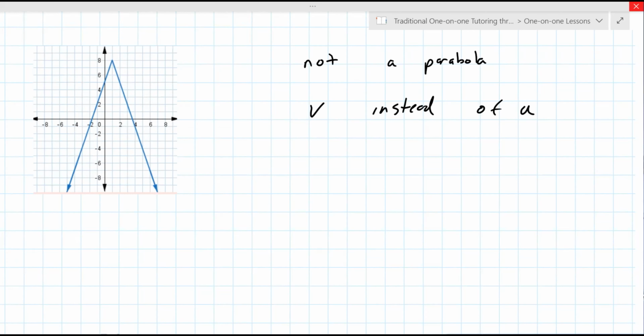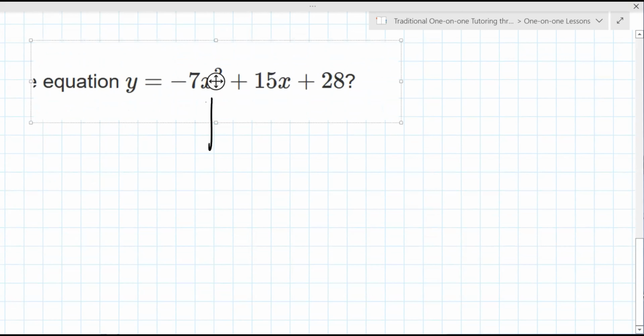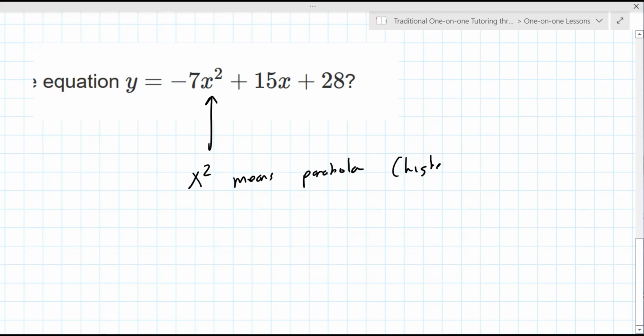Okay, now let's look at an equation of a parabola here. So this is an equation of a parabola. We know that because of this right here. X squared means parabola. Okay, it has to be the highest term though, meaning you can't have an x cubed or an x to the fourth. You'll see that later in the course or next course. But x squared means parabola, okay?